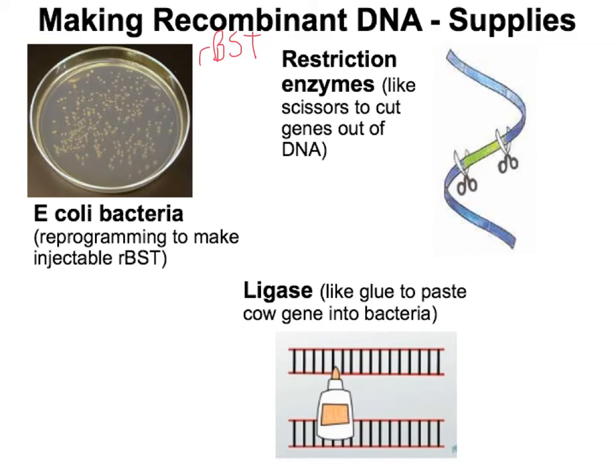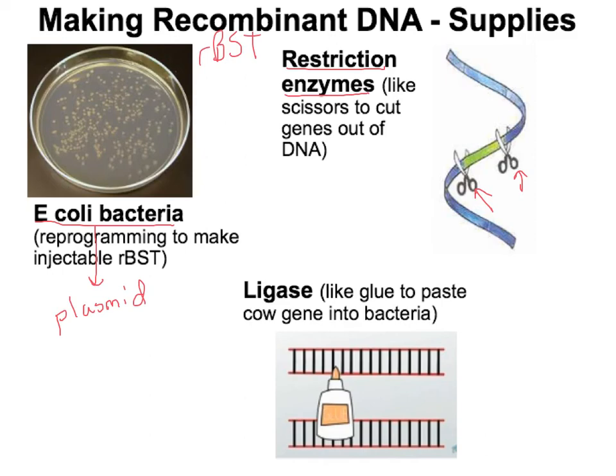We're going to be reprogramming bacteria, so an important tool that we need is the bacteria themselves. And we're actually going to be using a piece of DNA from bacteria called a plasmid. Another tool that we need is called a restriction enzyme. So restriction enzymes are like scissors, just like shown in this picture here. What do restriction enzymes do? They cut the genes out of DNA.